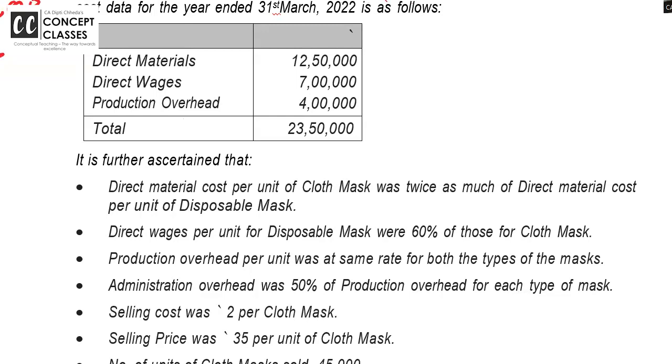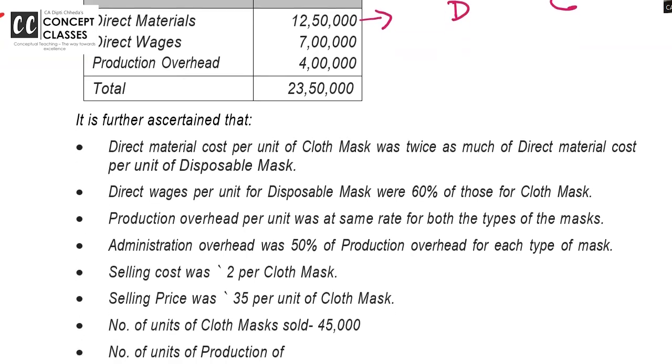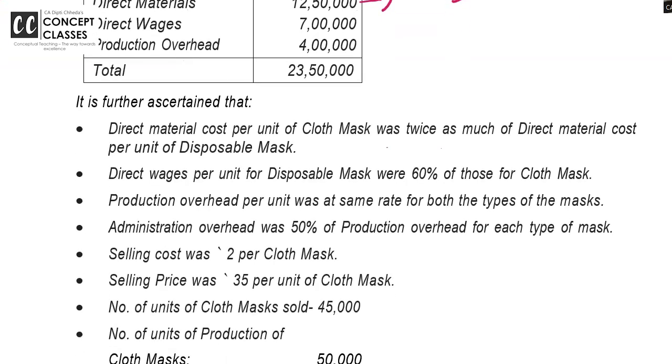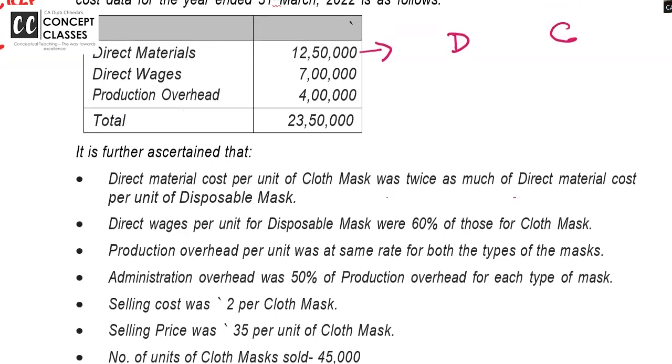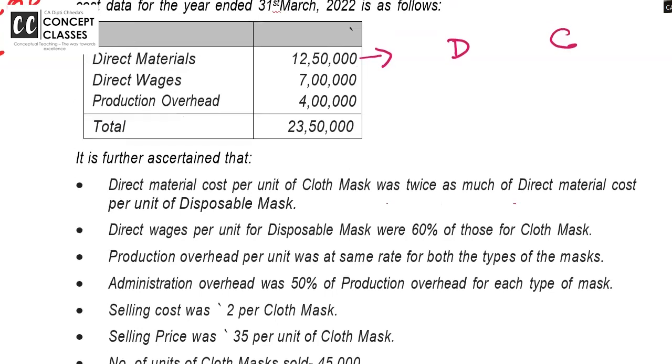Now, this time they have given material. In material there is no detail. Opening stock, closing stock, all is not there. But for direct material, they have given the total. They are asking you how much you will put for the disposable mask and how much for the cloth mask. Now, direct material for the cloth mask was twice as much as direct material for the disposable. So if here we need X, how much do we need here? We need 2X material. Is this clear to all of you?